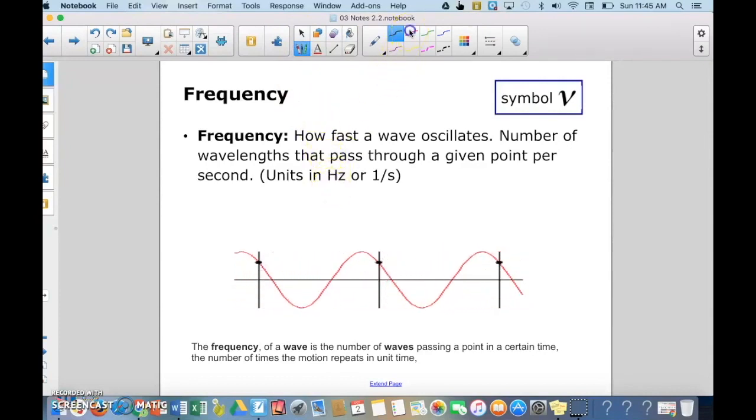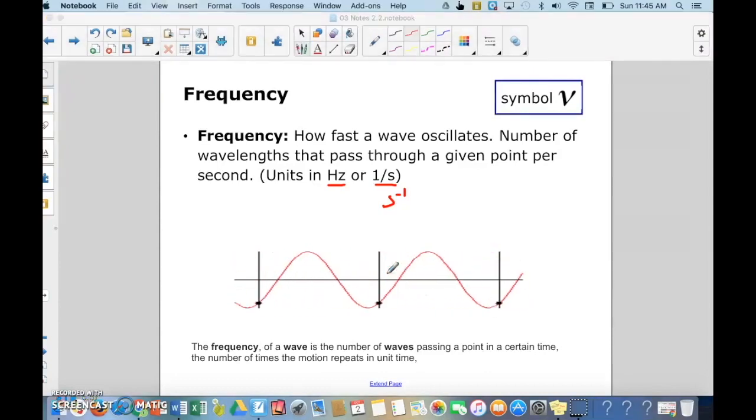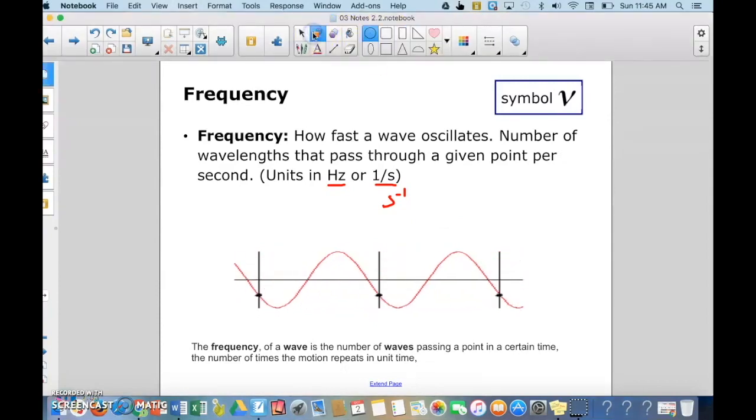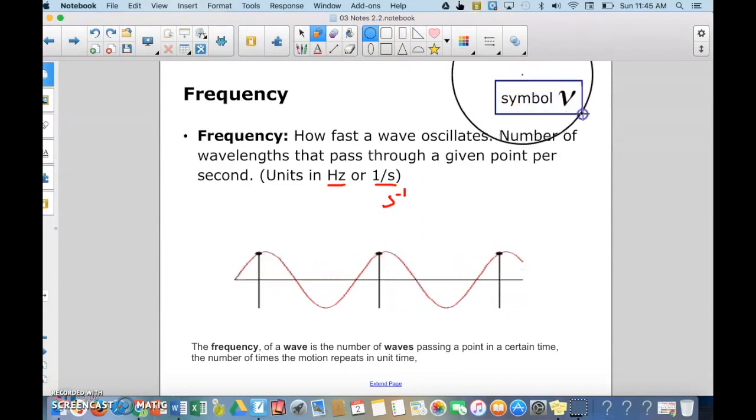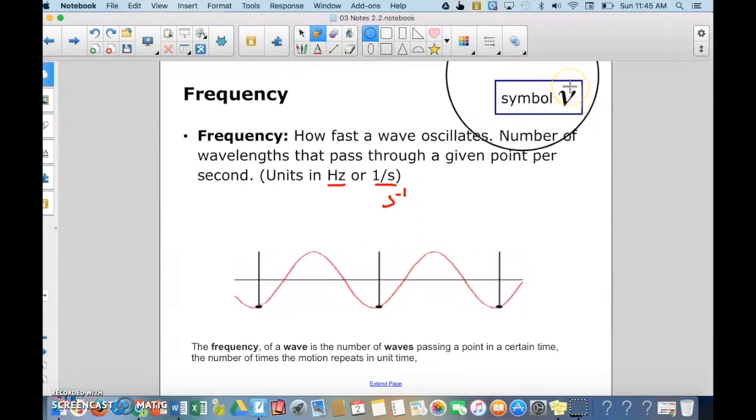And frequency units are going to be hertz or 1/seconds, which is the same as seconds to the minus 1. So again, it's the number of wavelengths that passes through a specific point in a second. That is the frequency, how often it passes through that point. We also need a symbol to represent the frequency, and the symbol that we're going to be using is this symbol over here. It's kind of a V, not exactly like a V, but that's the symbol for frequency.